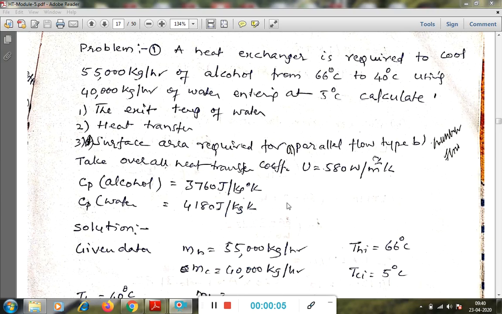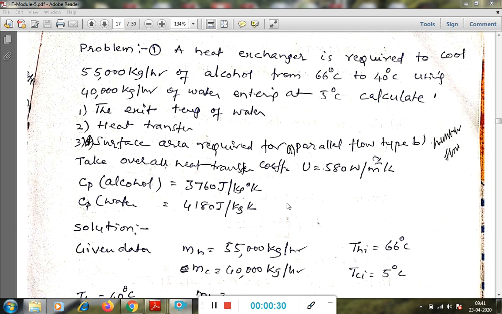Good morning, students. Today I am going to solve the numericals on heat exchangers. A few numericals on the LMTD method we will solve first, and later we will go for the NTU and effectiveness method. Here one thing we already discussed: when we have to apply the LMTD method and when we have to apply the NTU effectiveness method.